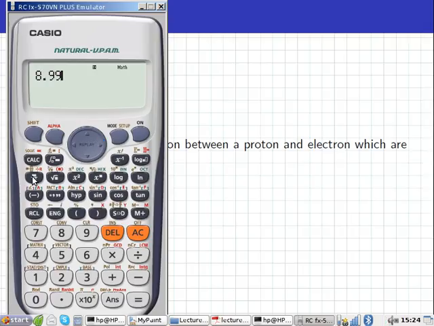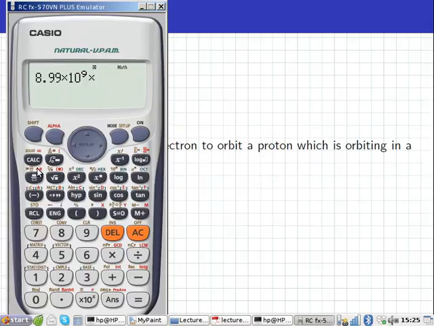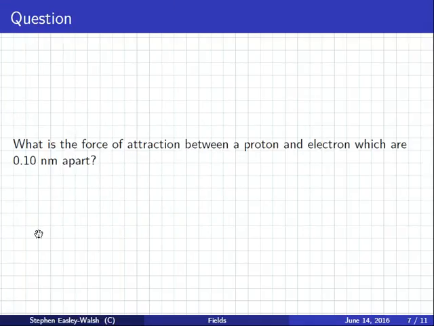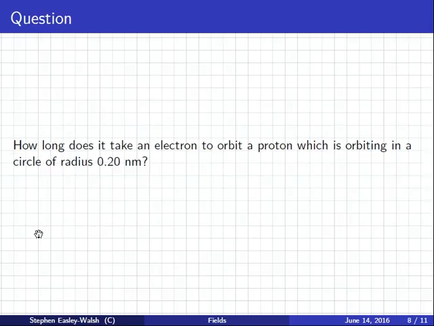Yeah. 8.99 times 10 to the power of 9 times, and then on the top it's Q1 multiplied by Q2, but they're both the same, so it's just a square. And the distance is squared, and it's 0.1 nanometers, which is 10 to the minus 9. So it comes out at 2.3 times 10 to the minus 8. Let me put that in nanos. 23 nanonewtons is what I got. Thank you.